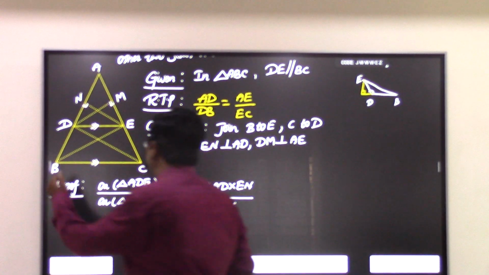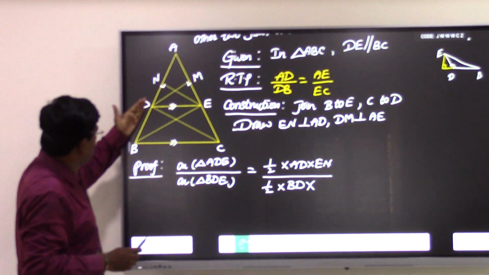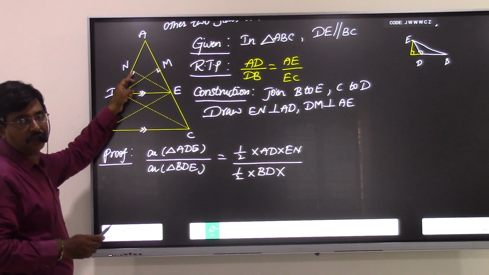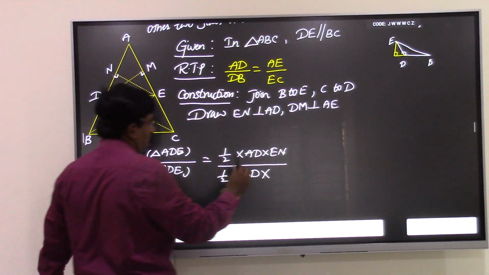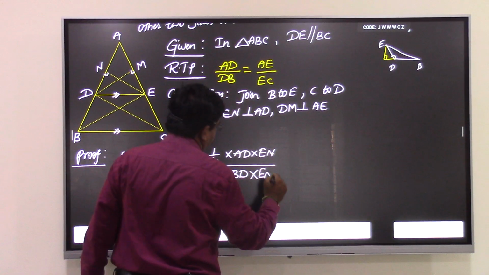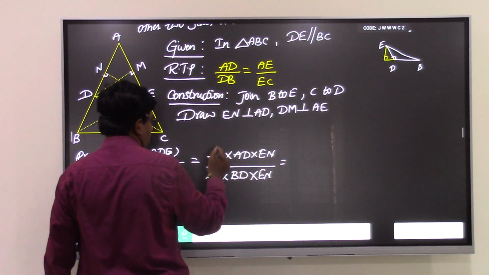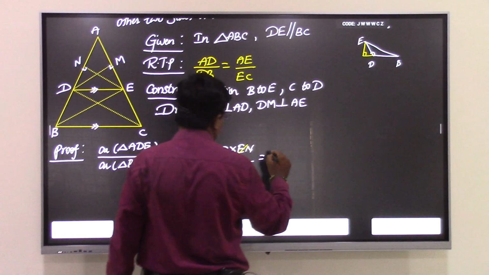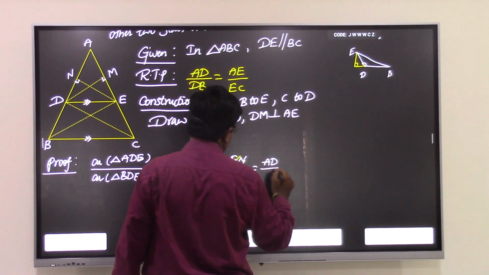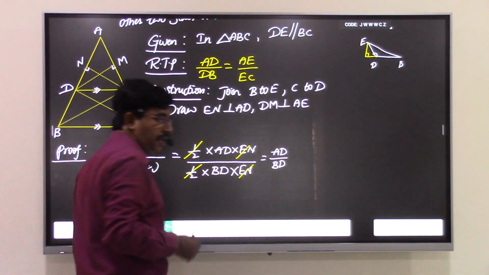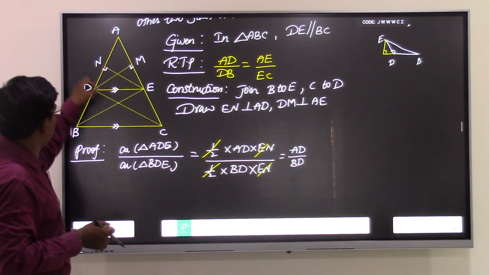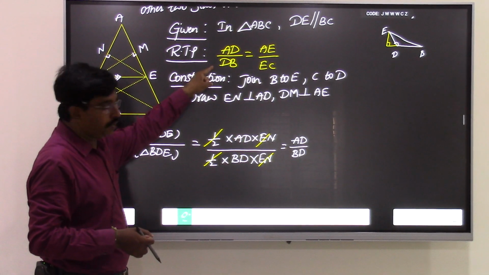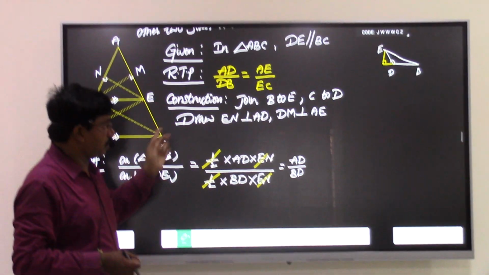So the same phenomenon we are applying here. In this triangle, this is the base and the altitude is nothing but EN. Now we can cancel half and EN, then we get AD by BD. So area of triangle ADE by area of triangle BDE is equal to AD by DB. That is the left side part of the proof.